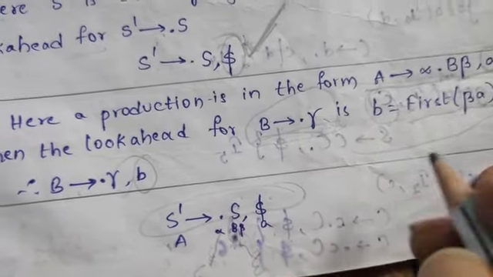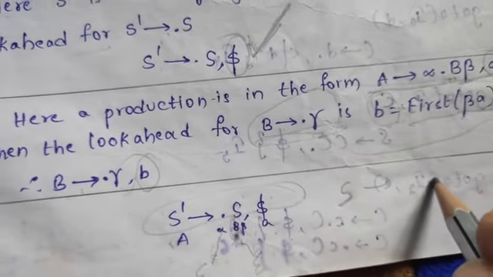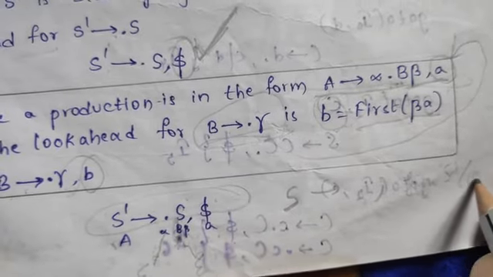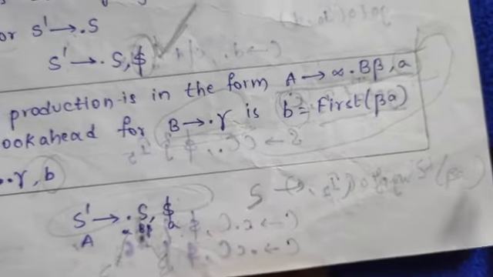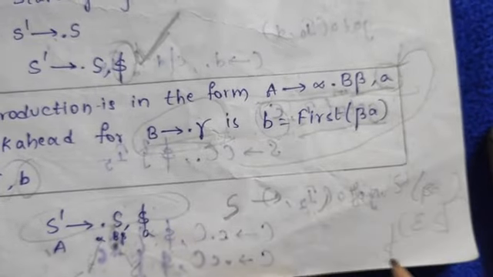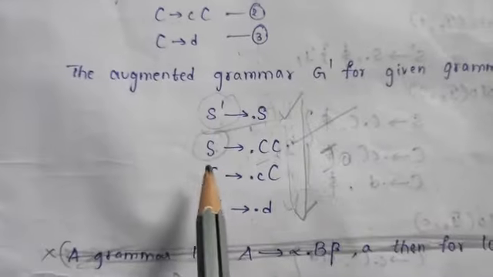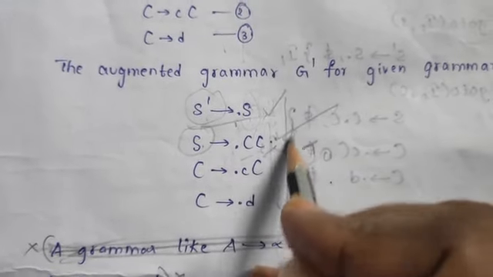Here B is nothing but S. If any production starts with S, it has the lookahead with the combination of first of beta comma A. Here beta is nothing but epsilon, A is nothing but dollar. That means epsilon dollar, that is nothing but dollar, is the final output for a production that starts with S. Here the production that starts with S is only this one. So the lookahead for this one is nothing but dollar. That should be placed here.